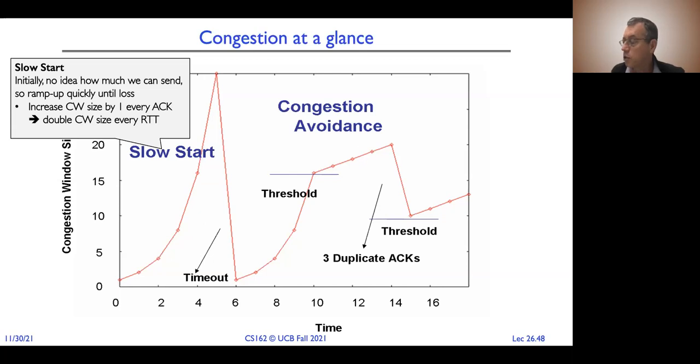Now in the third round trip time, I'm going to send 4 packets. For each acknowledgement, I'm going to increase the congestion window by 1. So I'm going to have 8, right? So this is what you see. The congestion window size is on the vertical. So it's going from small, double every time.